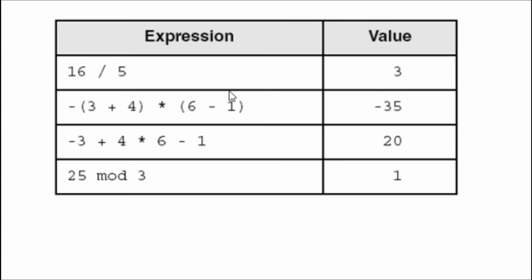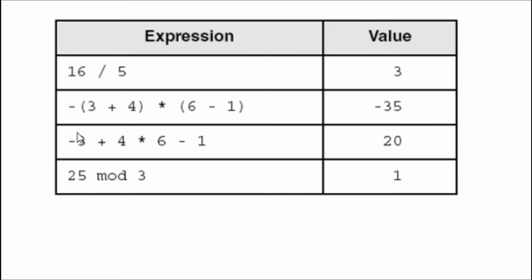Then in our next example, you have negative 3 parenthesis 3 plus 4 times parenthesis 6 minus 1. First you do the things inside the parentheses, and so you get 3 plus 4, that is 7. Then 6 minus 1, which is 5. Next you do unary minus. This will be 3 plus 4, which is 7, so then you put the negative sign, that will be negative 7. So that will be negative 7 times 5, that will be equal to negative 35.